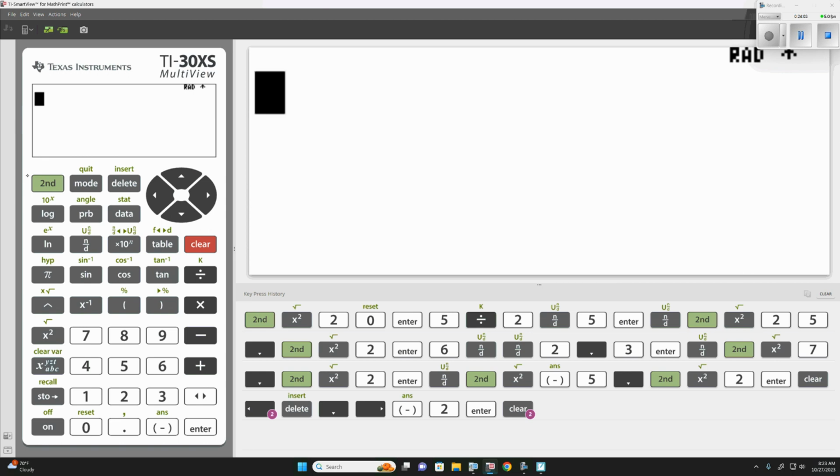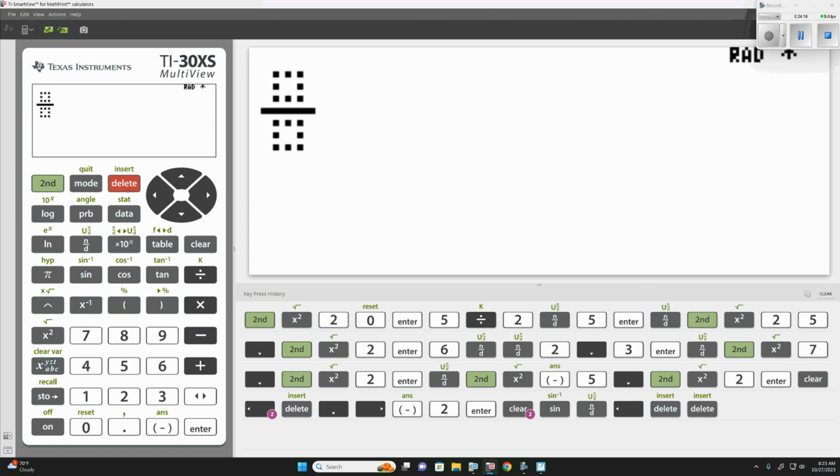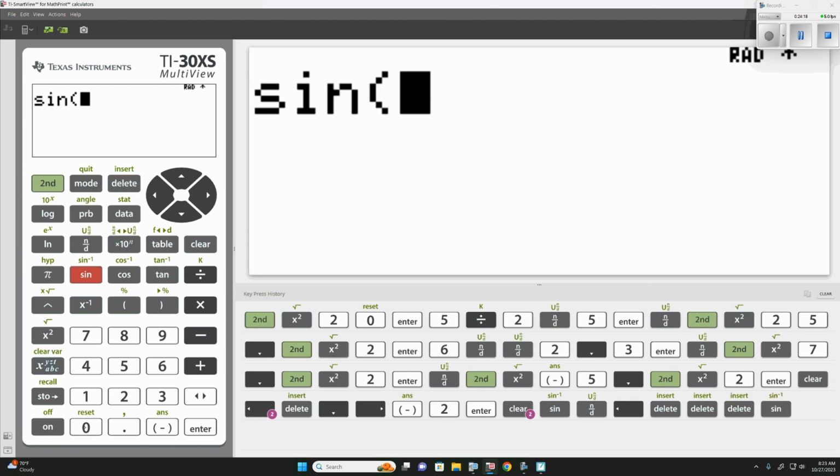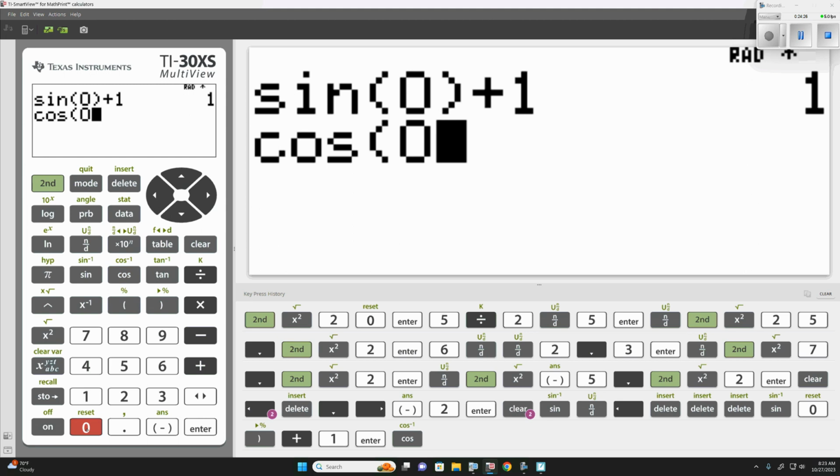Now, we can do this in a calculator. We did the last one by hand. Now, the problem they gave us was sine of x plus 1 equals cosine of x. Because our first angle was 0, 0 plus 1 gives us 1, is equal to cosine of 0, which is 1. So they equal the same value. So we're good there.